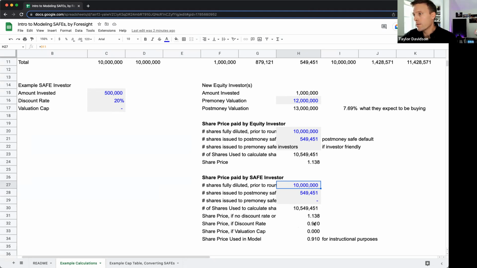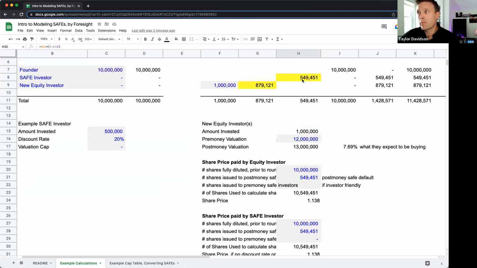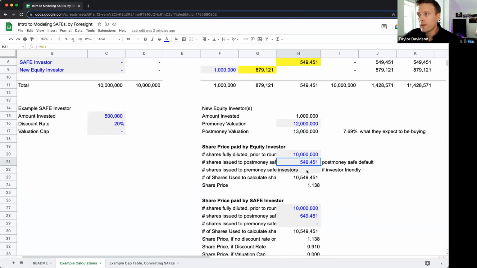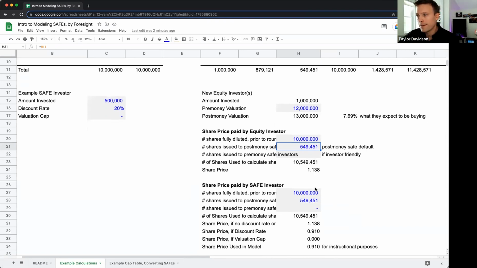So the calculation of share price using the discount rate is basically just share price times 1 minus the discount rate. They're effectively saying they're now paying 91 cents, so they're buying more shares because they're paying a lower price. Because you're issuing more shares to them, that also changes the number of shares used for the equity investors. So that's an important point: the equity investor still gets their shares, but the dilution bears on them as well, and their price per share goes down too.